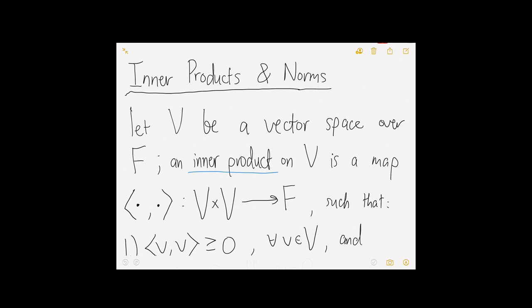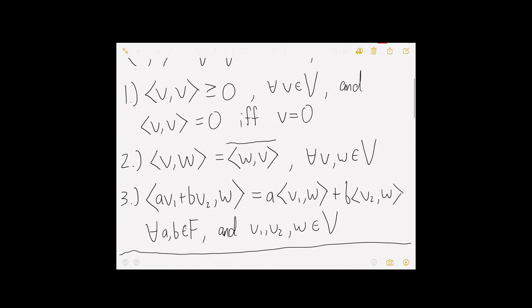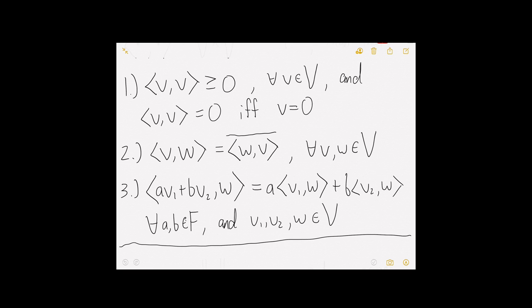Going over the definitions, let's say we have a vector space V over a field F. An inner product on V is then going to be a map from V cross V to the field such that the following three conditions are met. The first condition is positive definite, which states that the inner product of V with itself is always going to be non-negative and is only going to be zero when the vector in question is the zero vector.